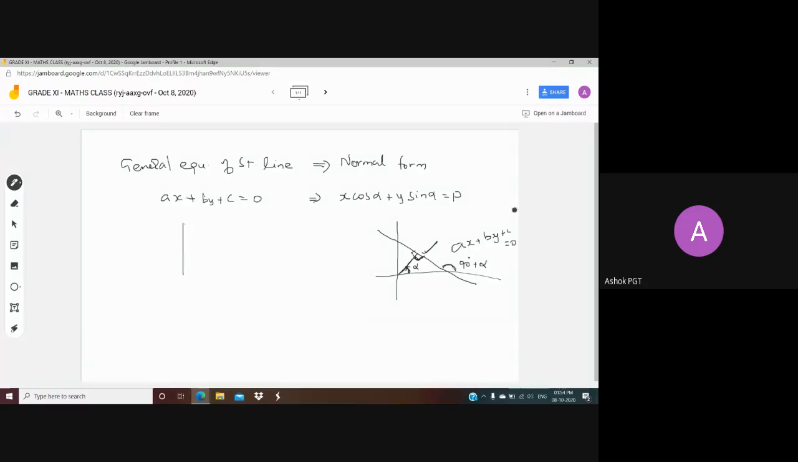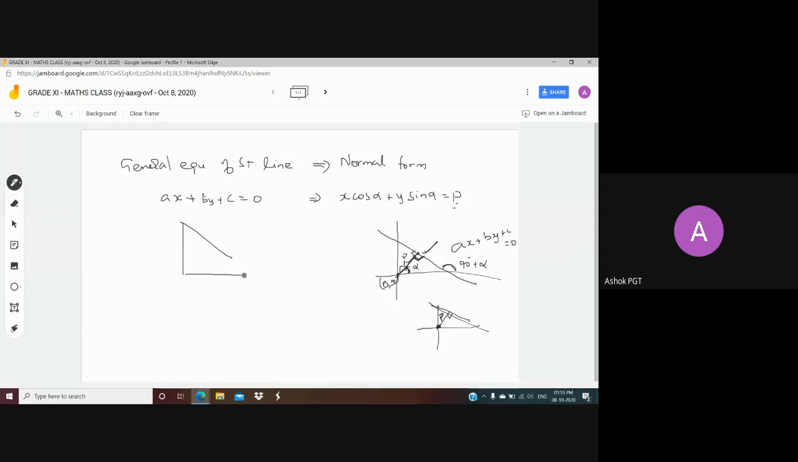This length is known as p. The distance between the origin and the point of intersection is p. So, in other words, it is the distance from the origin to the straight line. Students, are you clear? Please reply. Yes, sir. Thank you, students.